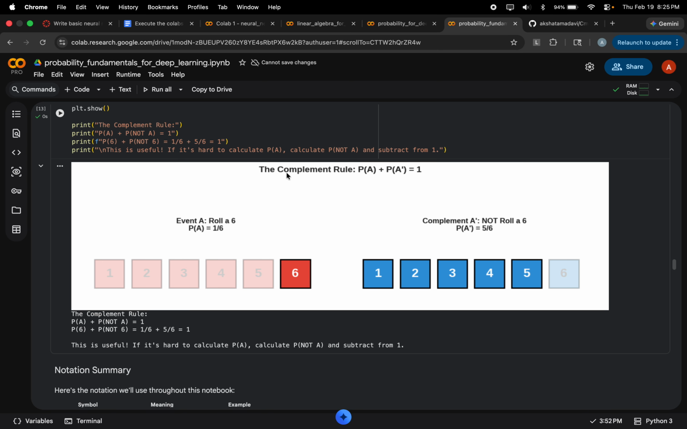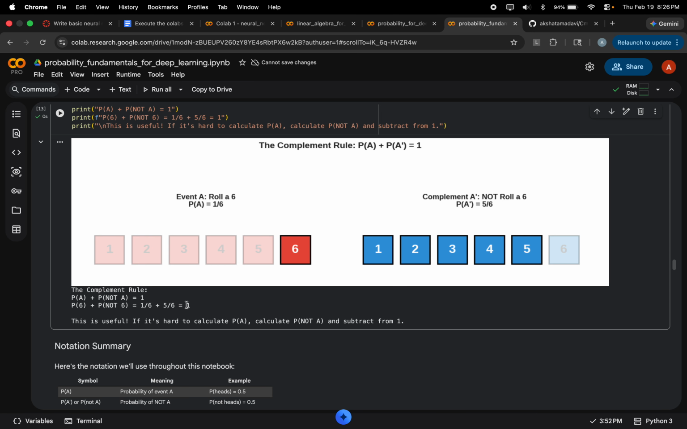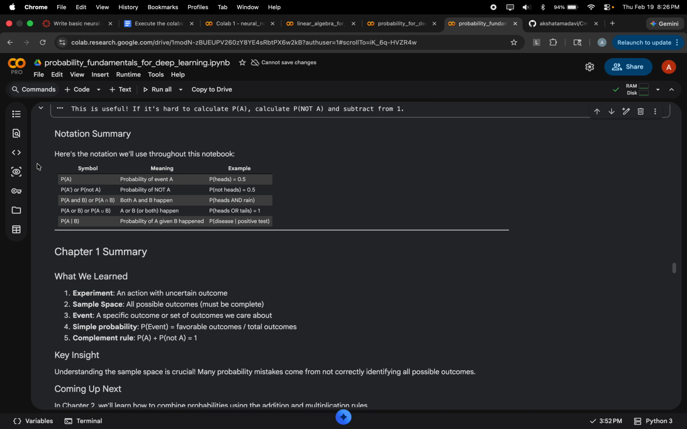So the complement rule is the probability of event A plus the probability of not happening event A. When we add both, the probability is always 1. Let's say for example rolling a dice is our event, so the probability is 1 by 6. The complement of that is not rolling a 6, which can be 1, 2, 3, 4, 5, so 5 by 6. When we sum this, it will always be 1. So that is the complement rule.